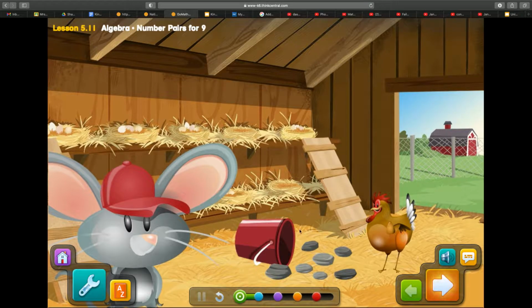Okay, everyone, so if there were 9 stones in the bucket, now the bucket fell over and some of the stones fell out. So we see that there's 1, 2, 3, 4, 5, 6, 7 stones laying on the ground. So if we have 7 stones laying on the ground and there's a total of 9, we can say 7, 8, 9. So how many are back in the bucket? If you answered 2, you are correct, because 7 plus 2 equals 9.